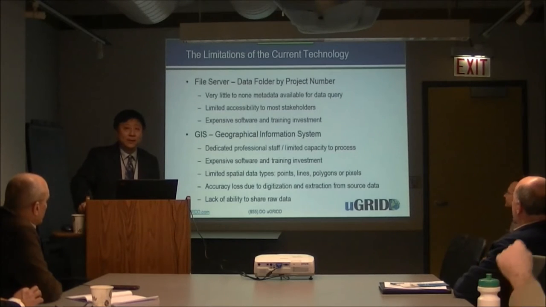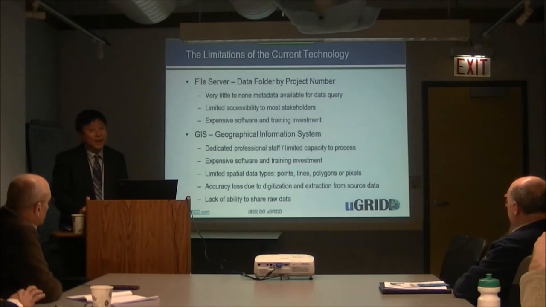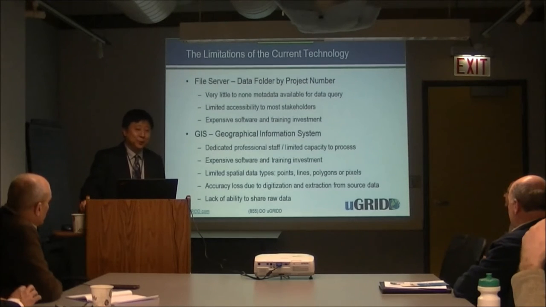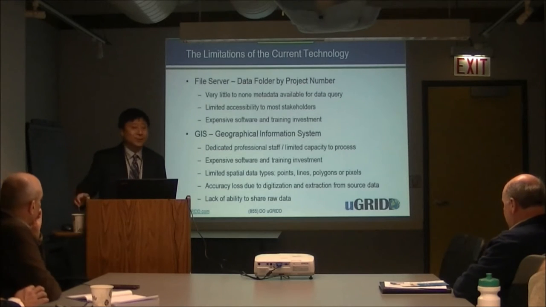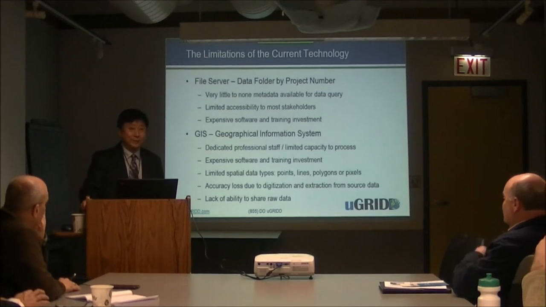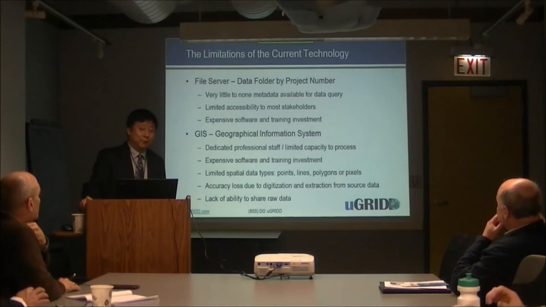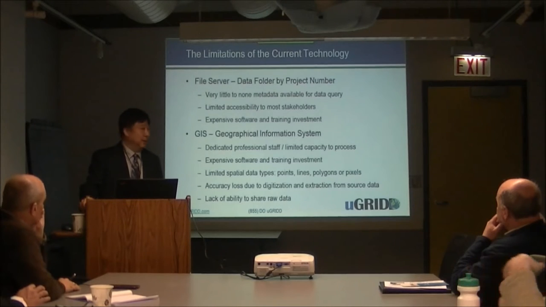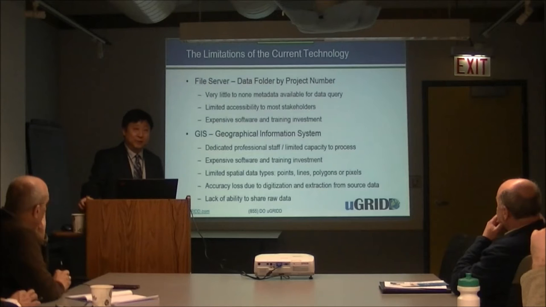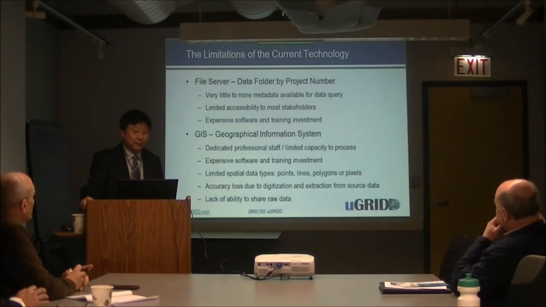One very common thing almost every office has is a file server. We have a drive attached to each computer, which we call the P drive, for project. If you look at the hierarchy in the file server, we usually create folders by project number, funding number, or a certain method. But almost zero metadata gets in there, so it's almost impossible to search data based on its metadata, such as location or other characteristics. And of course, everybody has a firewall on their intranet, so it offers very limited accessibility to most of the stakeholders in the transportation area. Typically, you also need expensive software, for instance CAD or other software for something like LiDAR data, to work on the data.